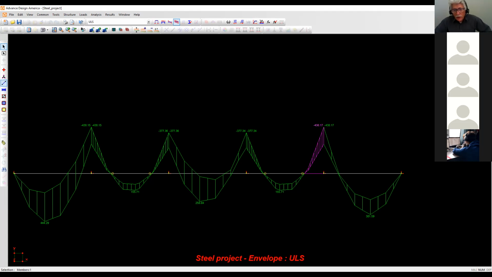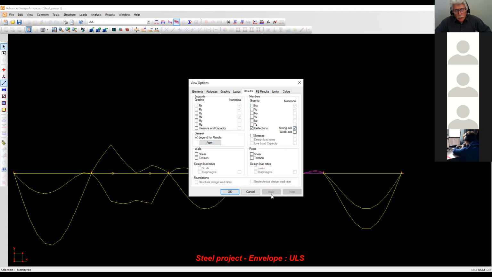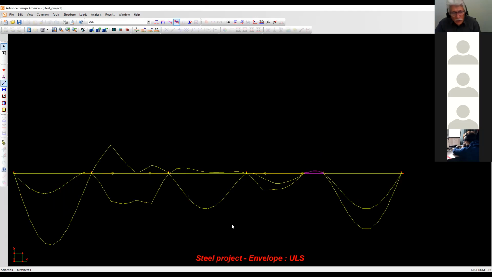Now, once I've done this, what I'm going to do is change this to deflections. I'm going to deflect along the strong axis, apply. The only problem is if I look at the envelope, I don't see the values here. What's nice about the envelope is that at one point, depending on the snow load, the deflection is upwards, it's not even downwards. And this is where you have 100% here and only 50% there. But if I want to see the values, I look at the individual loads.